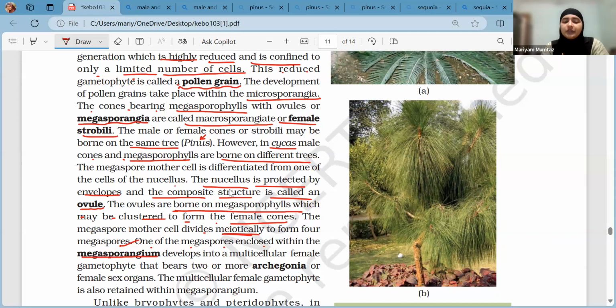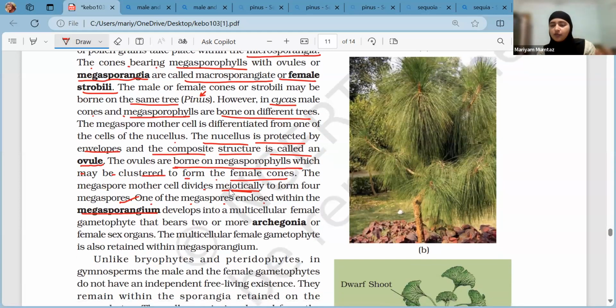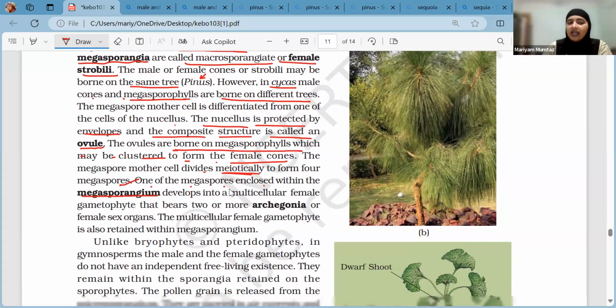The basic thing to understand here is that the microspores are present inside the microsporangium, and the megaspores are present inside the megasporangium. When this megaspore develops into a multicellular female gametophyte, it will have the archegonia, or the female sex organs, meaning going back to the adult stage. Now the multicellular female gametophyte is also retained within the megasporangium. Clear?